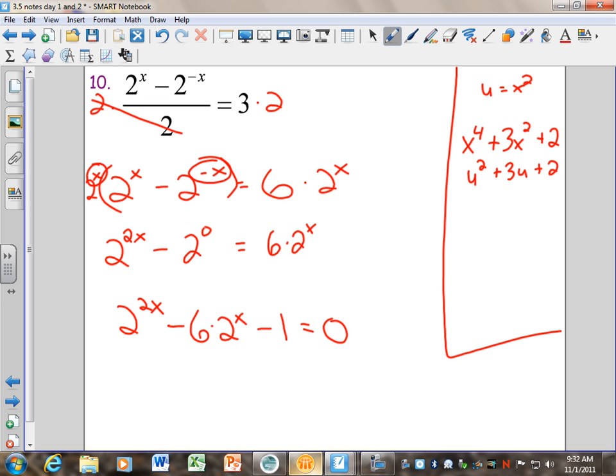I just would work it out. And then I could factor this into u and u, 2 and 1. But then you had to go back and plug in what u was, right? So that's kind of what happens here. It's just really weird. You know what my u would be in this problem?